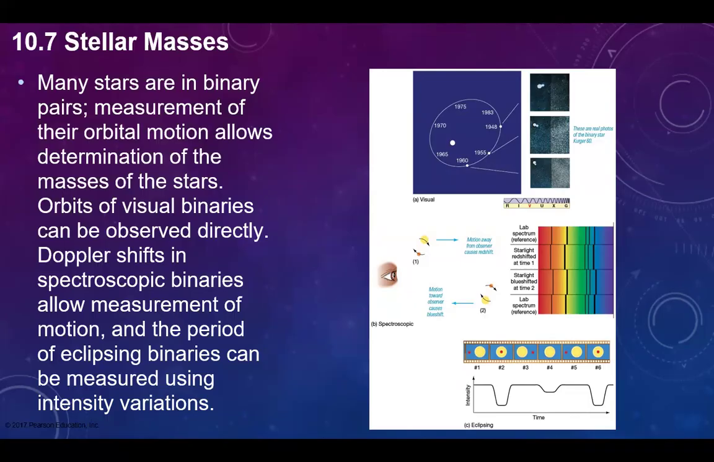Then you can have a spectroscopic binary where you can't see both stars, but you can see the spectral lines of each star. While one star is moving towards you, it will be blue shifted, while the other star is moving away from you, it will be red shifted. And then lastly, there are eclipsing binaries where one star passes in front of the other, and you can measure variations in the intensity of the light coming from the star.